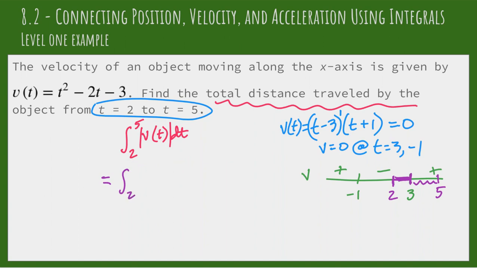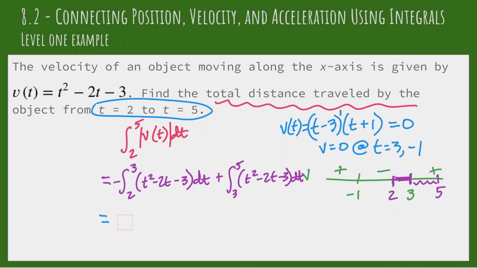So this is going to equal the integral from 2 to 3 of t squared minus 2t minus 3 dt. Now, that integral should be a negative value, but the distance traveled needs to be positive. So the way I'm going to handle that is I'm going to put a negative in front. And that's going to make my negative displacement be a positive distance traveled. Now I'm going to add on the integral from 3 to 5 of the velocity. And I can evaluate those by hand. Again, this is a non-calculator problem. So this is going to be a little bit of algebra, but not too bad.